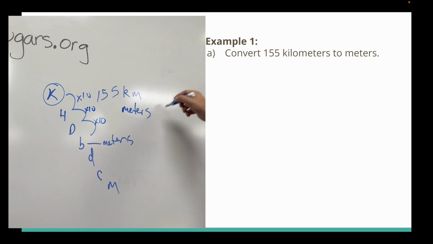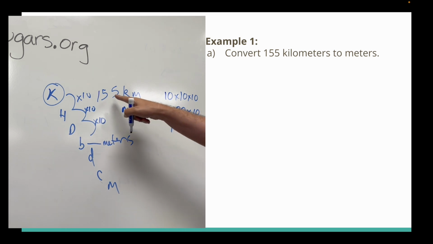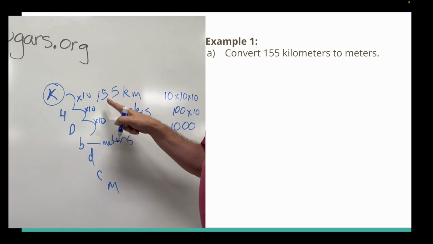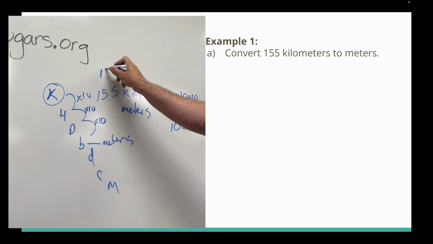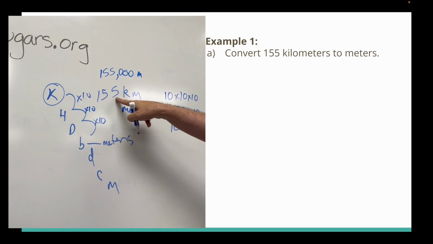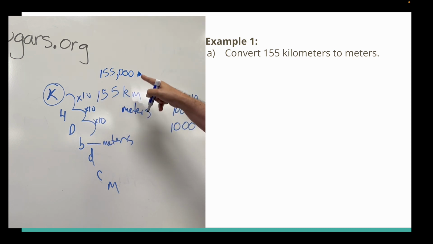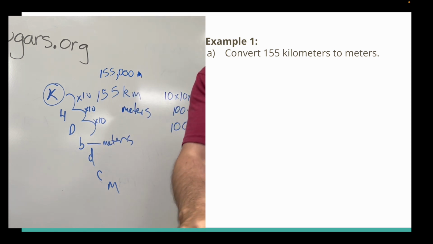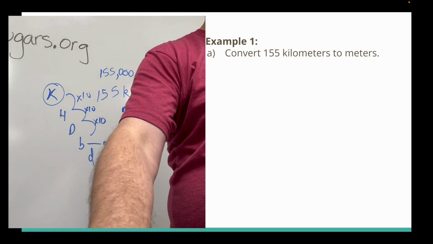So what's 10 times 10? So let's just write this over here. 10 times 10 times 10. 10 times 10 is 100. Times 10 again is 1,000. So we're going to multiply this number times 1,000. So this is going to be 155,000 meters. So 155 kilometers is equal to 155,000 meters.